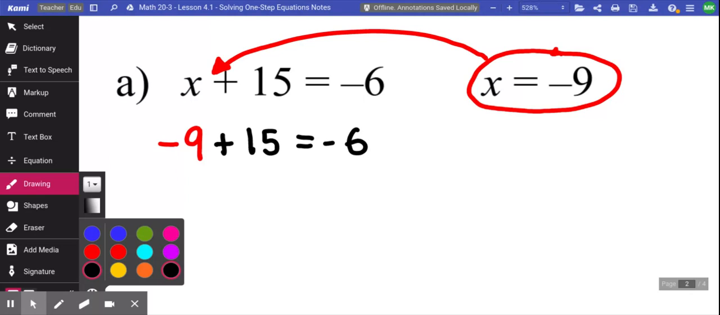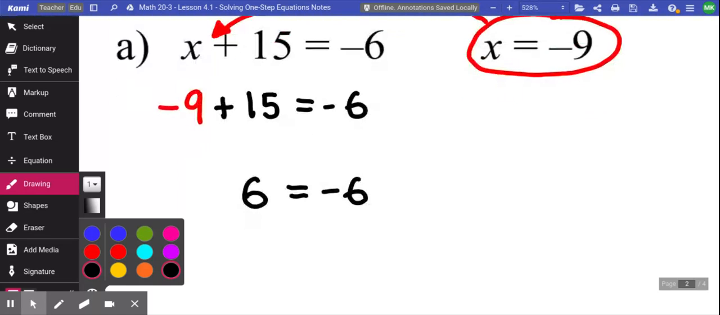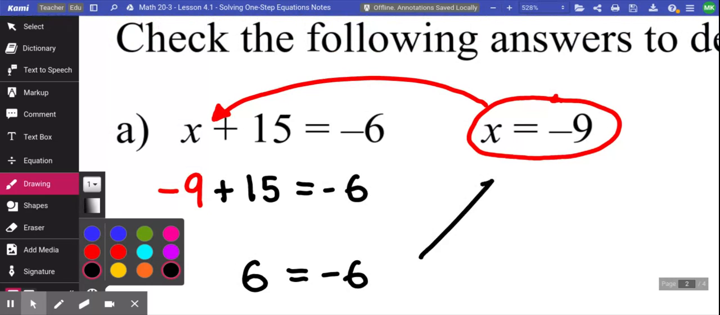Change the letter to be the number that you said it is. In this case, I am saying x is negative 9. So if I change x to be negative 9, do both sides actually equal each other? If you go negative 9 plus 15, it equals positive 6, not negative 6, which means this is the wrong answer.